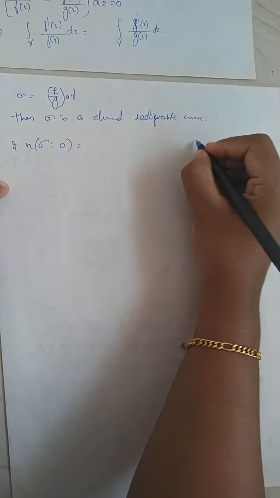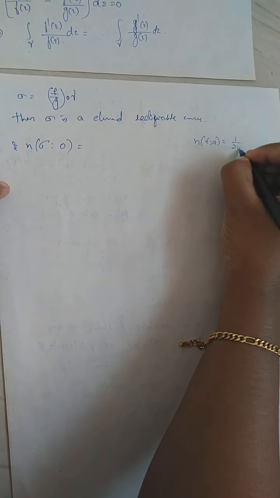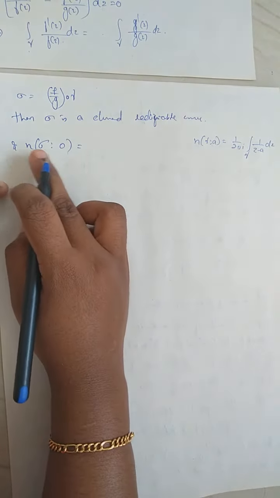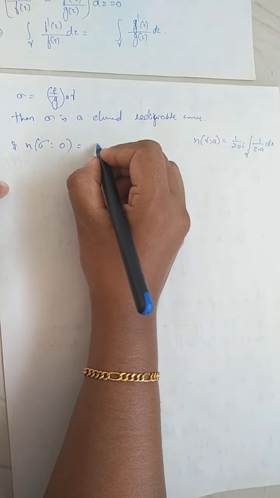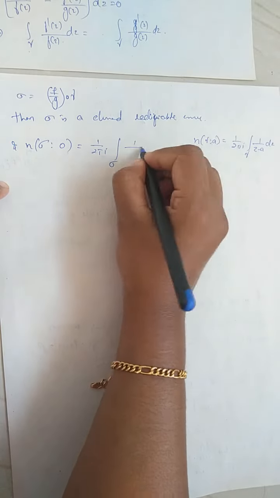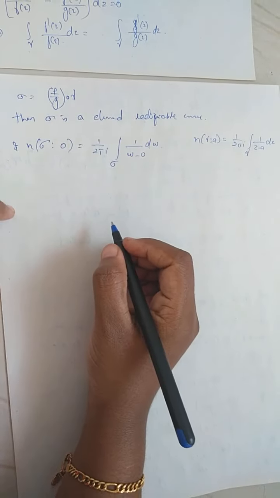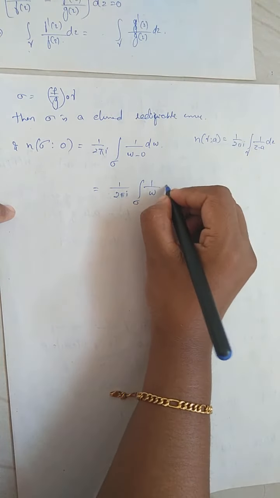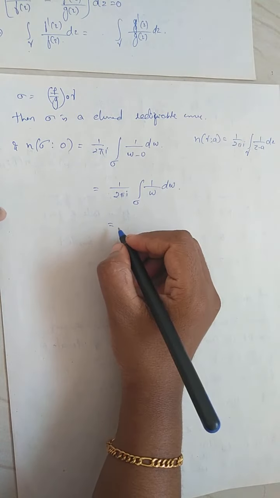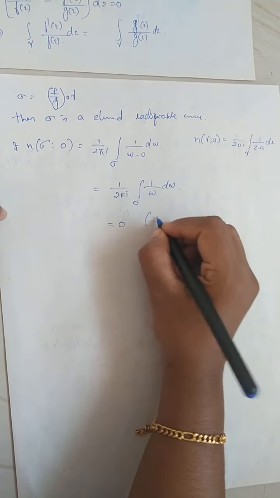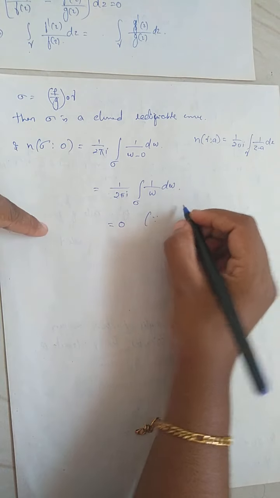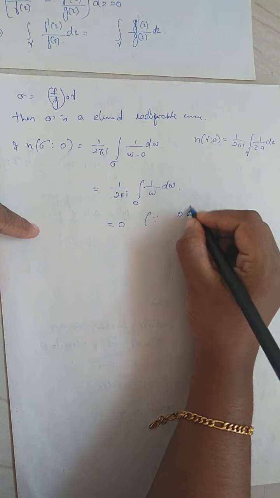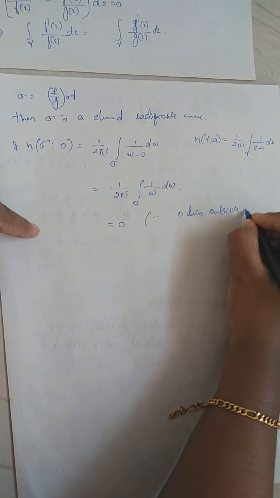By definition, we know that n(gamma, a) equals 1 by 2 pi i integral over gamma of 1 by z minus a dz. So by using this definition, n(sigma, 0) will be 1 by 2 pi i integral over sigma of 1 by w minus 0 dw, which is equal to 1 by 2 pi i integral over sigma of 1 by w dw. This is equal to 0, because the point 0 always lies outside of sigma.